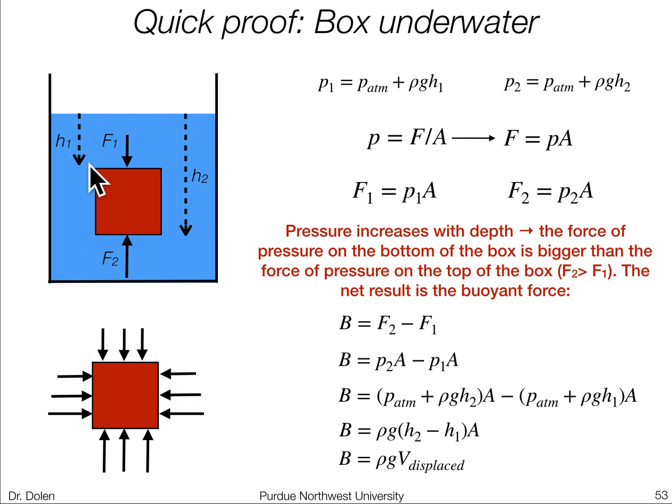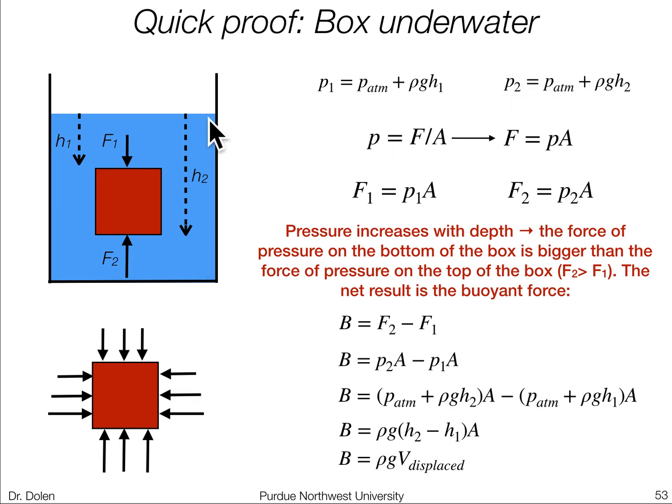This H is the depth measured down from the surface. And this is our formula for pressure at a given depth: it's equal to the pressure at the top of the fluid, atmospheric pressure, plus the density of the fluid times g times your depth. If I want to know the pressure at point 1, I can use this formula. If I want to know the pressure at point 2, I can use this formula.